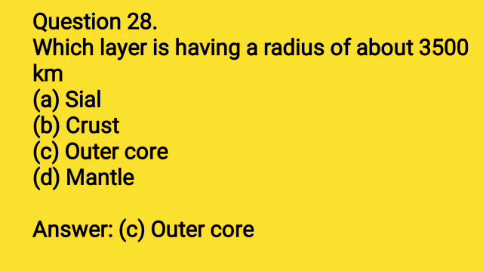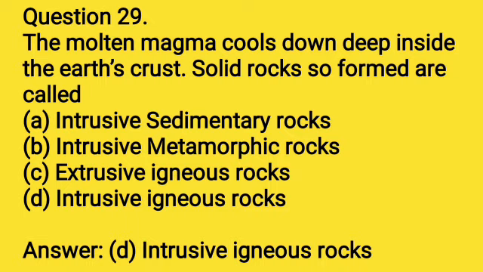Question 28. Which layer is having a radius of about 3,500 kilometers? A. Seal. B. Crust. C. Outer core. D. Mantle. Answer C. Outer core.